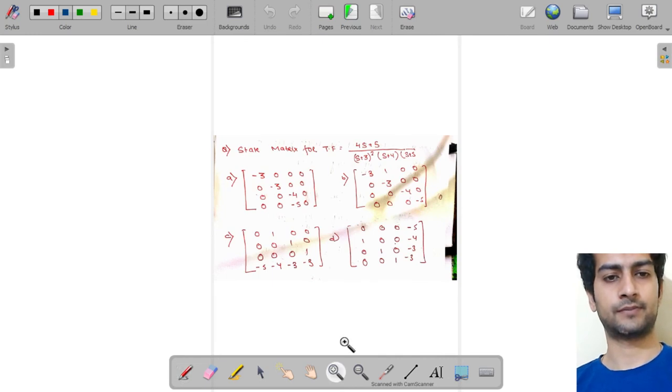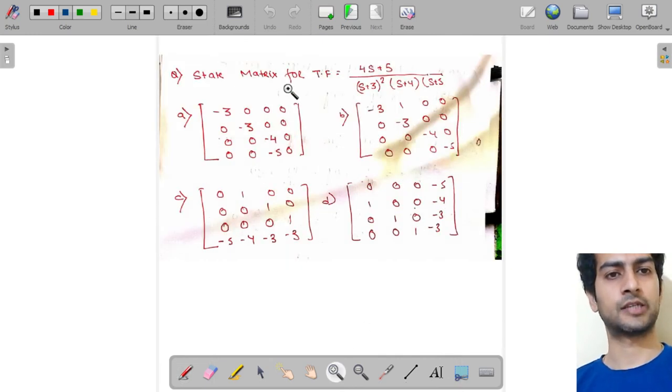Now let's see another question. State matrix for a transfer function. The transfer function is given, and we have to find the matrix A. Here we can very well see that poles are repeated. Poles repeated means Jordan canonical form. It should be Jordan canonical form. So let's see the options.